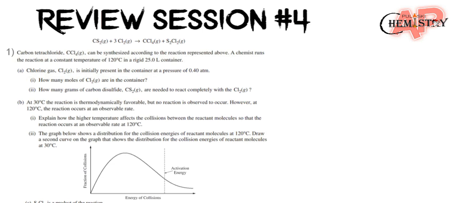It says chlorine gas is initially present in the container at a pressure. I. How many moles of Cl2 are in the container? All right, help me out. What's the gut reaction that I'm having concerning what I've been given? PV equals NRT. If you don't see it, I was given a V, I'm given a T, I'm given a P, and they want an N.